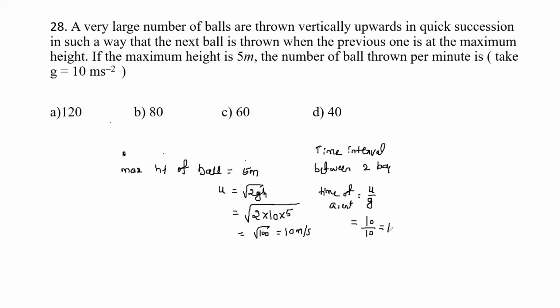They have asked you per minute. So per minute is nothing but what? It is 1 divided by 60 minute. So the number of balls thrown per minute is equal to 60. So the correct option is option C. Option C, 60. Let us see the next question.